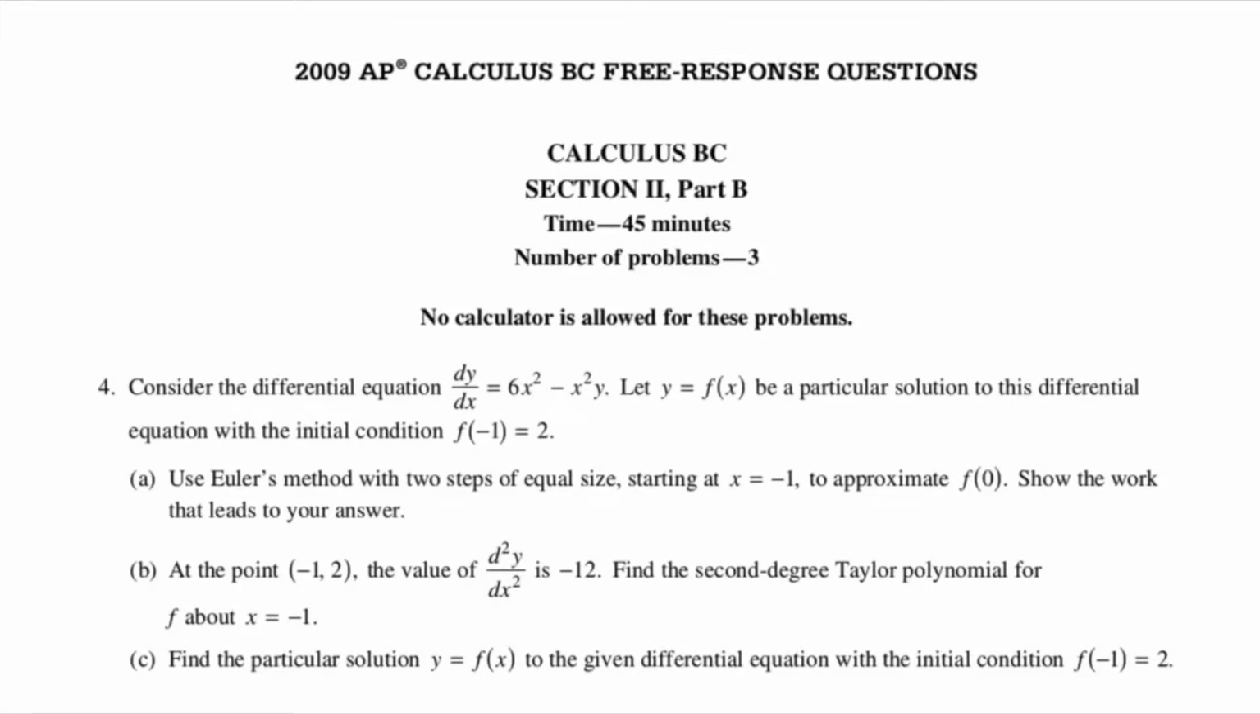So on to part B. Part B uses the same initial condition, and it gives us the second derivative at that point as negative 12. And it asks to find the second degree Taylor polynomial of f about x equals negative 1.